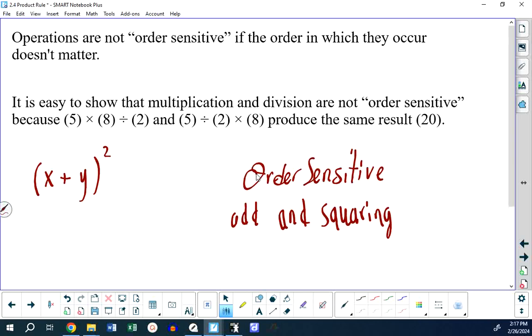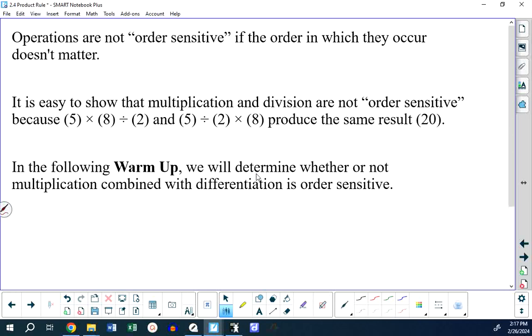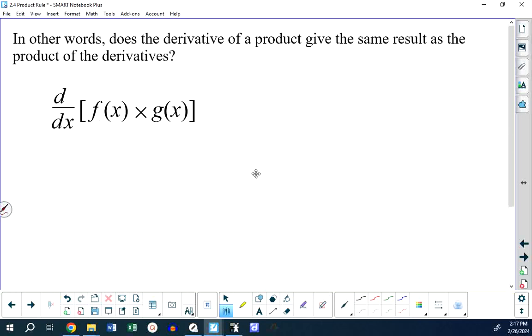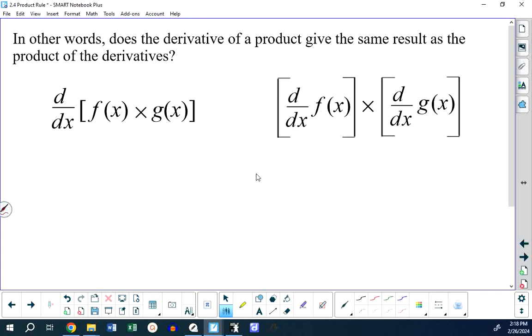and then multiplied them. So what we're determining in the warm-up here, everybody, is whether multiplication in sequence with differentiation is order sensitive or not. That is to say, if we're looking at the derivative of a product of functions, the derivative of f of x times g of x. So what are we differentiating? The product. And the derivative of f of x times the derivative of g of x, which is the product of the derivatives. What's on the left side is the derivative of a product. So you're multiplying first, then you're differentiating. What's on the right side is you're differentiating first, and then you're multiplying. Is that order sensitive or not? We're wondering if that's equal.